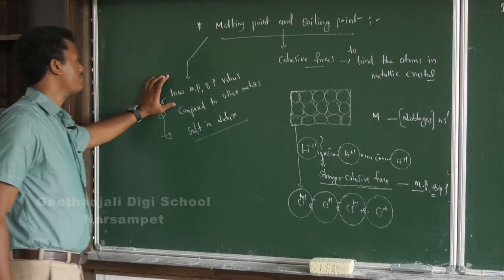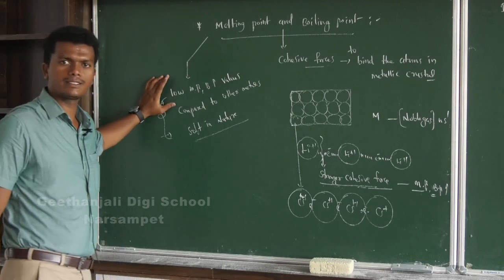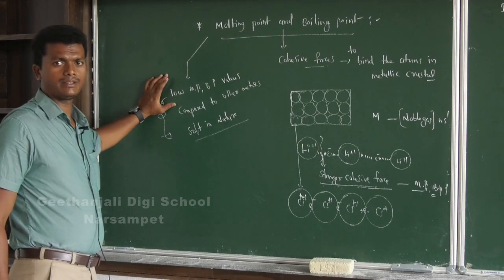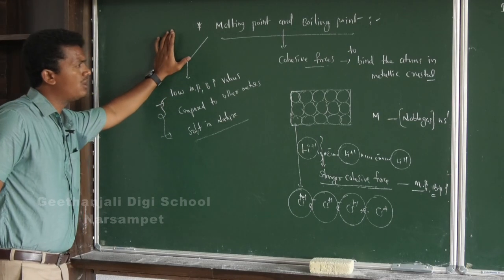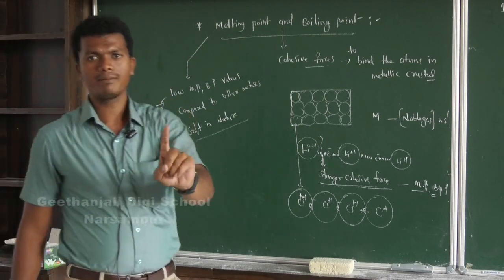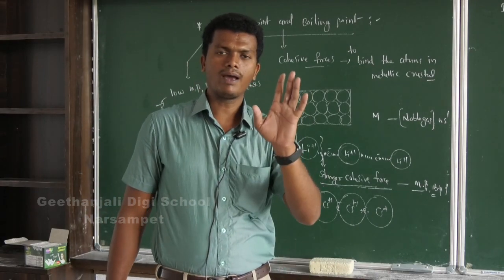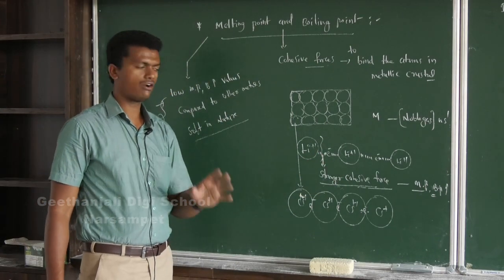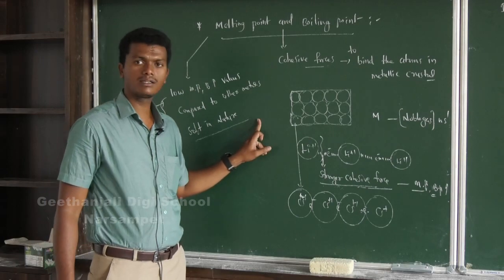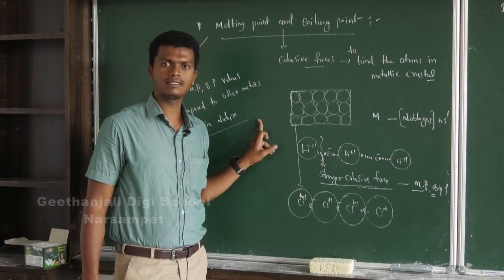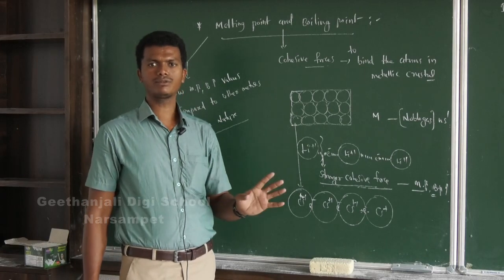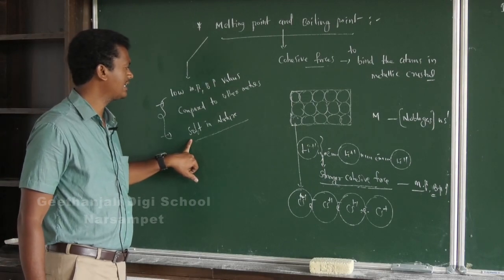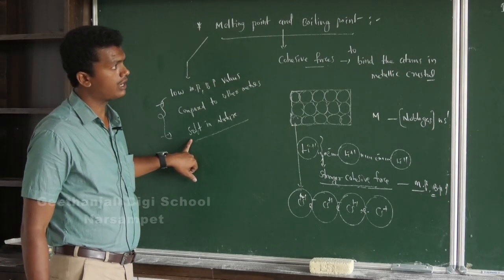Here the statement is low MP and BP values compared to other metals. It means these metals have only one outermost electron, and as they have only one outermost electron, only one electron can take part in metallic bond formation. When the valency electrons are more, a stronger metallic bond will be formed, but we have no chance to get such a stronger bond for alkali metals as they have only one outermost electron. That's why a weak metallic bond is there. That weak metallic bond results in the soft nature of these alkali metals.